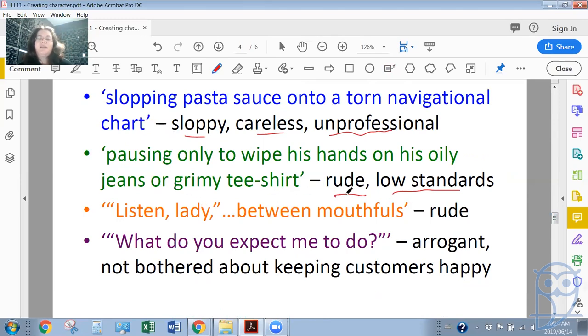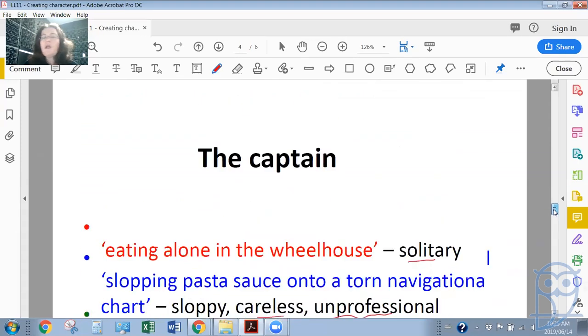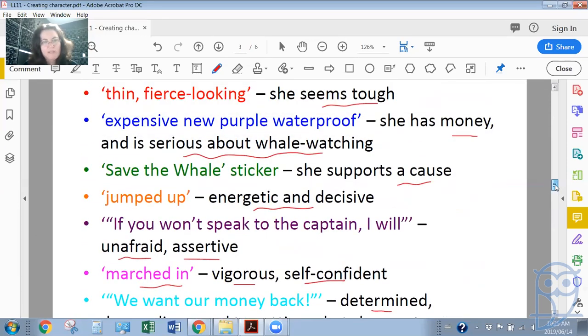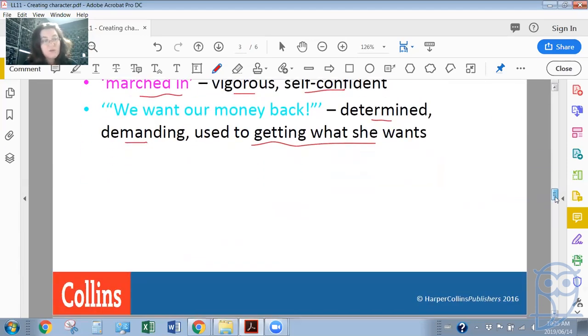Listen, lady, between mouthfuls, he's rude. What do you expect me to do? He's arrogant. Well, you're the captain of the ship. I've paid for this voyage to go see whales. I haven't seen a single one. You're taking me for a ride. So he doesn't even feel bad about that. He's so arrogant. He's not bothered about keeping customers happy. So it does not bode well for his business, in other words. But yes, we can garner all of this from just that short extract. And that's what you do when you get a comprehension.